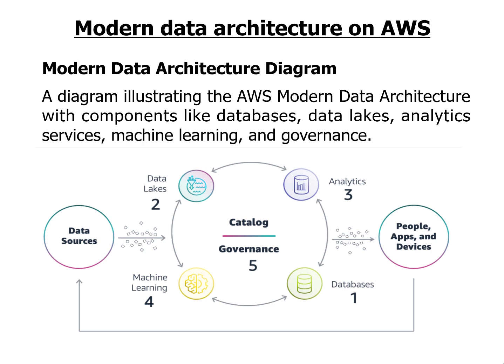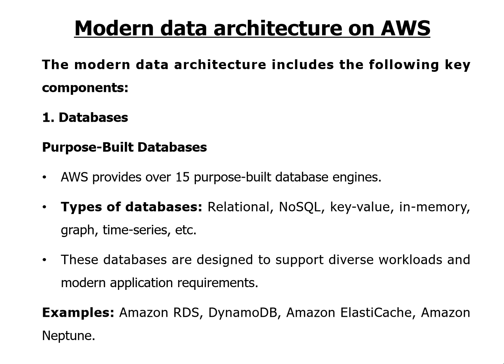Yeah, this is the AWS modern data architecture diagram, which consists of five components. First one is database, and data lake, and data analytics, and data services, and machine learning, and governance. So we'll see one by one. First, we'll see what is AWS database.